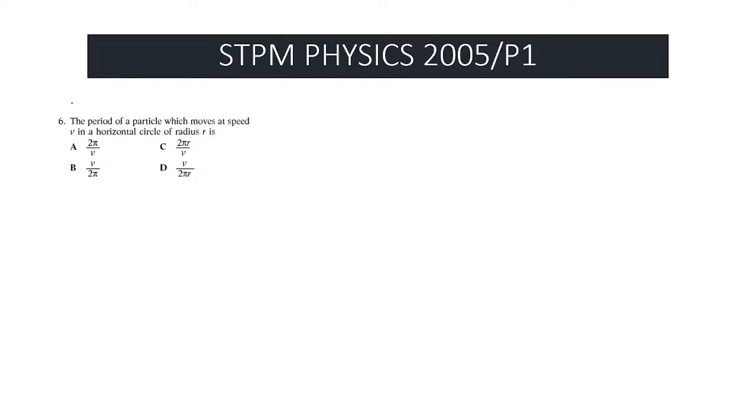Question 6. We want to find the period of a particle which moves at speed v in a horizontal circle of radius r. First, we have to know that omega is given by theta per t. By definition, when t is the period T, this is the time taken for the system to complete one oscillation. That means theta is equal to 2 pi.